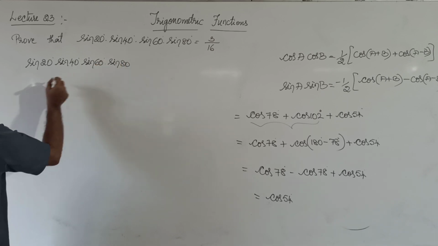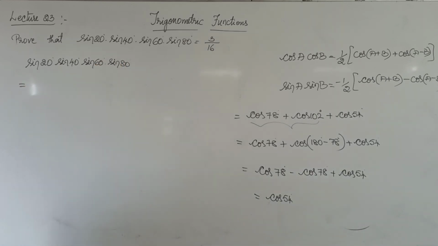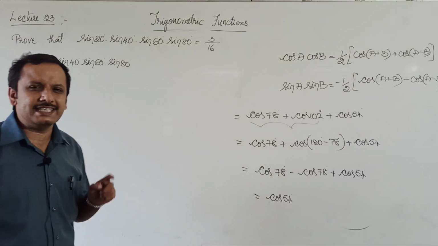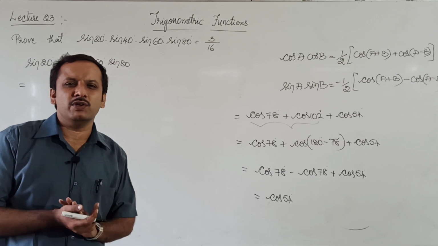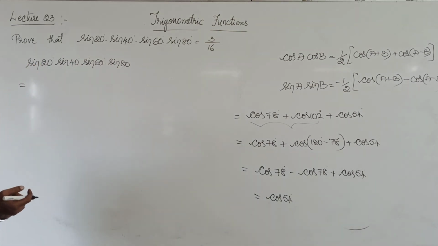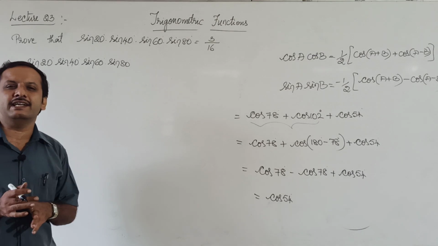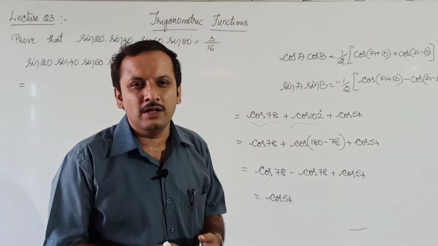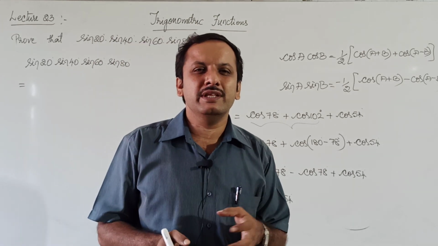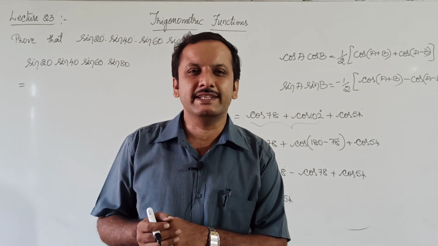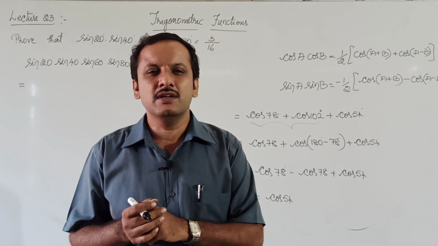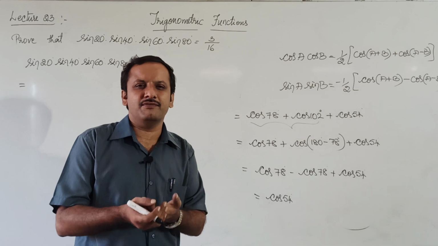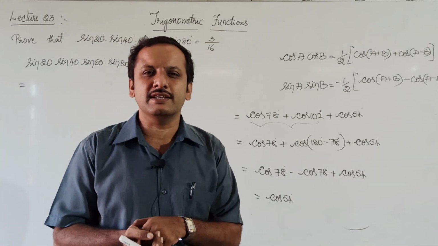Among this, do you know the value of any of these? Sin 20, 40, 60 and 80. Among them, which is the standard angle? 60 degree is the standard angle, and sin 60 degree we know the value. Don't think that sin 20, sin 40, sin 80 do not exist. They do exist. It is our limitation that we don't know what those values are. That doesn't mean that it does not exist. We know only a few values like at 0 degree, 30 degree, 45, 60, 90, etc.